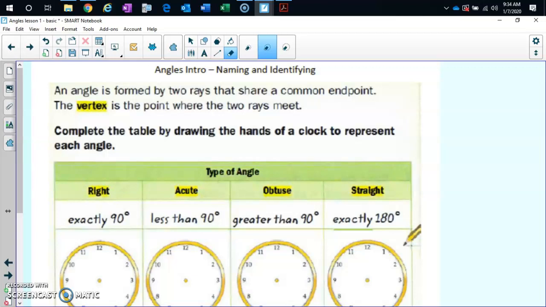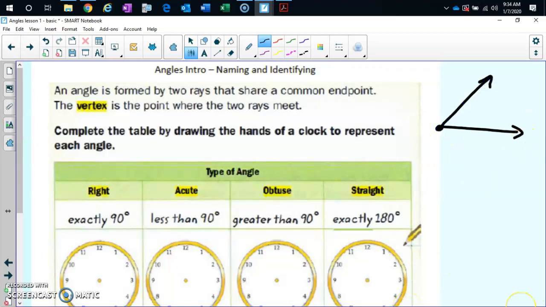An angle is formed by two rays that share a common endpoint. It looks like this. Here's a ray. A ray is a straight line with an arrow on one end. That means this is the end point of the ray, and it continues to the right. Here's the other ray. That is an angle. They share a common endpoint.